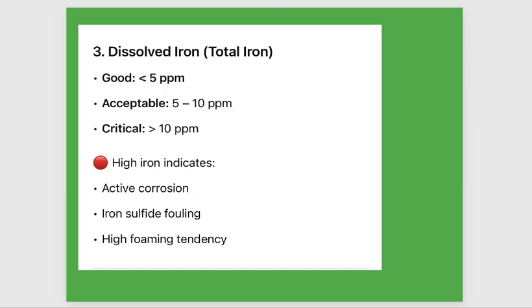Dissolved iron, which is very critical. Okay, it will be good and accepted if the dissolved iron is lower than 5 ppm, and it will be accepted if you are in the range between 5 and 10 ppm. Critical if you go more than 10 ppm. High iron indicates active corrosion in your unit, iron sulfide fouling, and high foaming tendency.